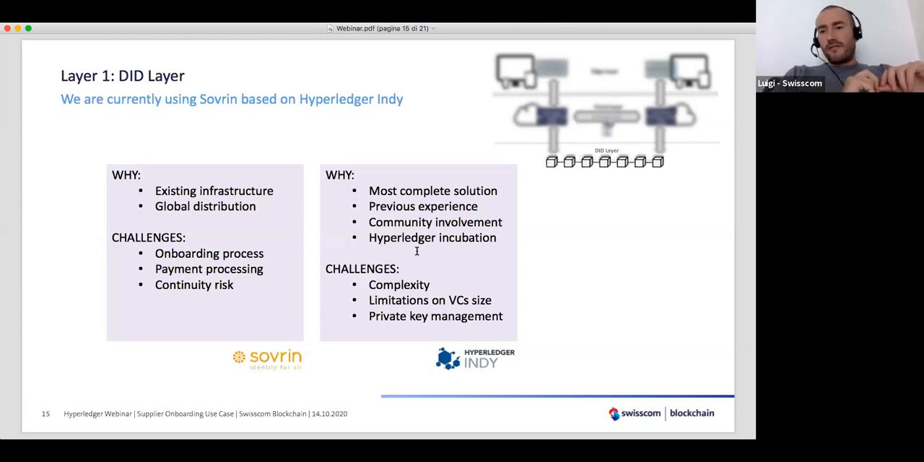And secondly, another very small entry barrier is that when you have to send a transaction in Sovereign, there is a very small payment involved. But this is also true if someone is planning to do the same, for example, with Ethereum, based on the type of solution that they would like to have. So onboarding process and payment, we see that they are creating a little bit of an entry barrier, to give generic feedback of our experience. Yes, and this is about the first layer, the DID layer.